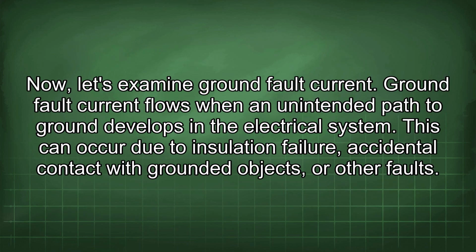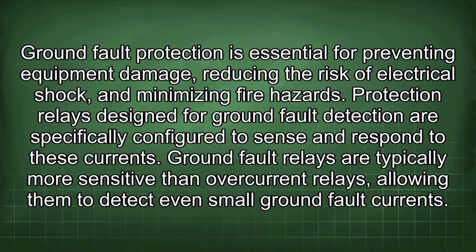Now let's examine ground fault current. Ground fault current flows when an unintended path to ground develops in the electrical system. This can occur due to insulation failure, accidental contact with grounded objects, or other faults. Ground fault protection is essential for preventing equipment damage, reducing the risk of electrical shock, and minimizing fire hazards. Protection relays designed for ground fault detection are specifically configured to sense and respond to these currents. Ground fault relays are typically more sensitive than overcurrent relays, allowing them to detect even small ground fault currents.